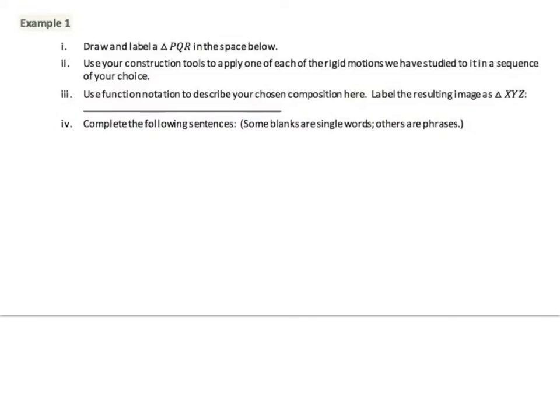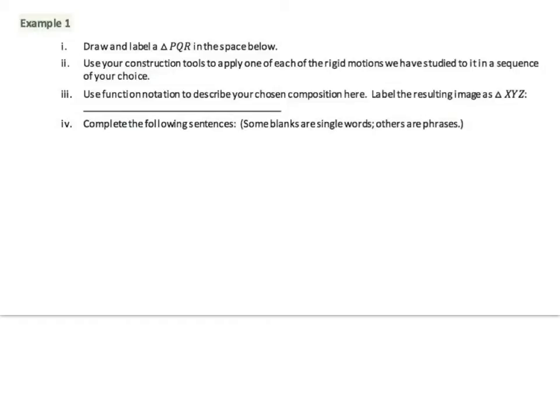So let's draw and label a triangle PQR in the space below. You guys can do this on your own. Make your PQR different than my PQR, and it'll be great. Use your construction tools to apply each of the rigid motions we have studied to it in a sequence of your choice. Okay, this is where actual videoing would have been a good idea, but there was so much to read, I just didn't think it was a good idea. Use function notation to describe your chosen composition here. Label the resulting image as triangle XYZ, and then complete the following sentence.